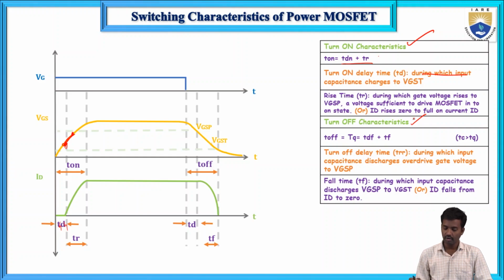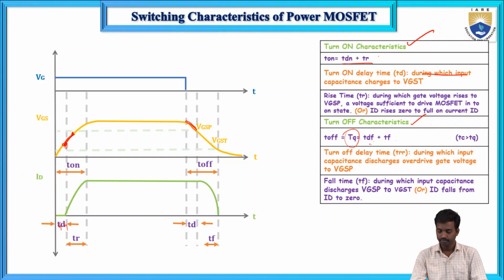Next, what about the turn off characteristics? The turn off time is made of TDF plus TF. TDN means turn on delay time, TDF means turn off delay time, and TF means fall time. During TDF the input capacitance discharges from the gate drive voltage to VGSP.